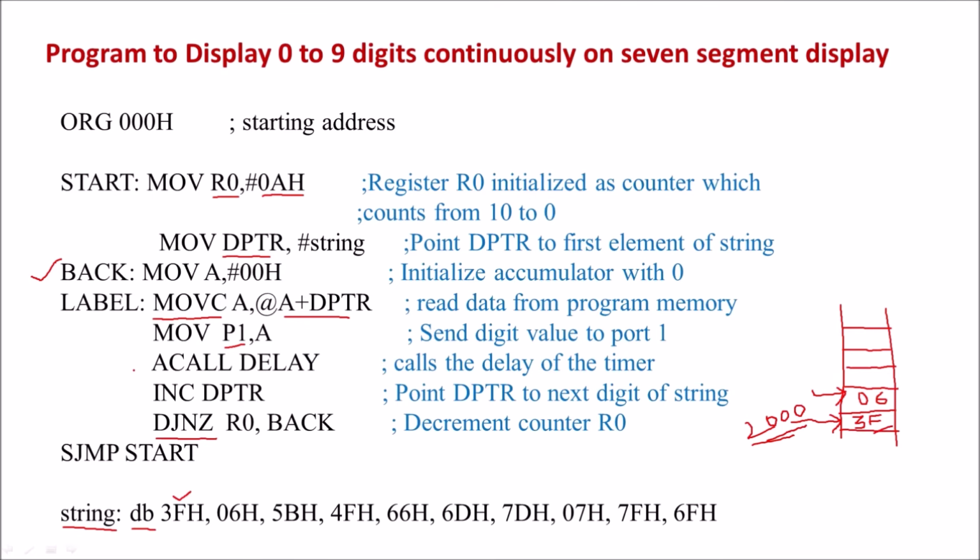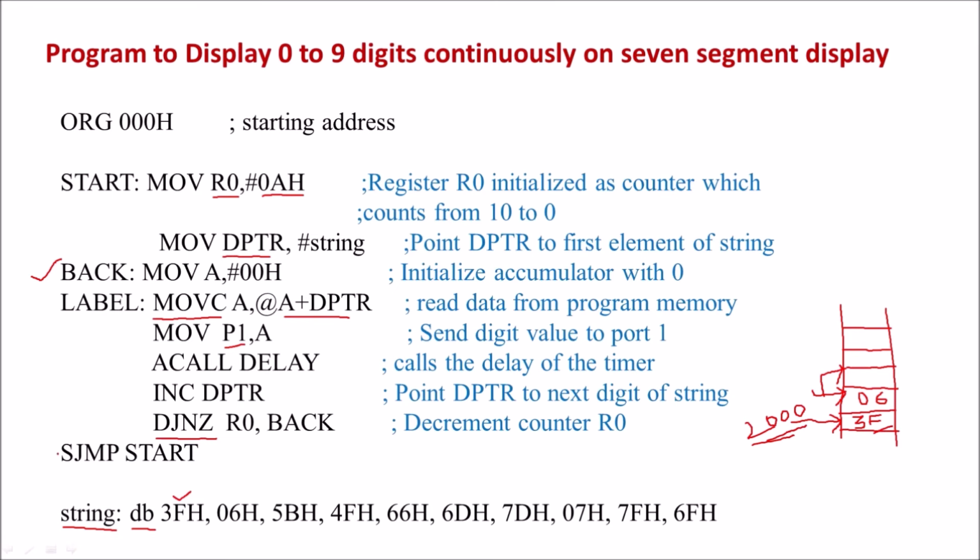We'll call a delay and we'll increment DPTR again, so that it will point to the next digit's 7 segment code. Again decrement the counter. So these steps we want to repeat 10 times, which will display digits 0 to 9 with some delay. After displaying all 10, our program continuously displays 0 to 9. After displaying 9, again go for 0.